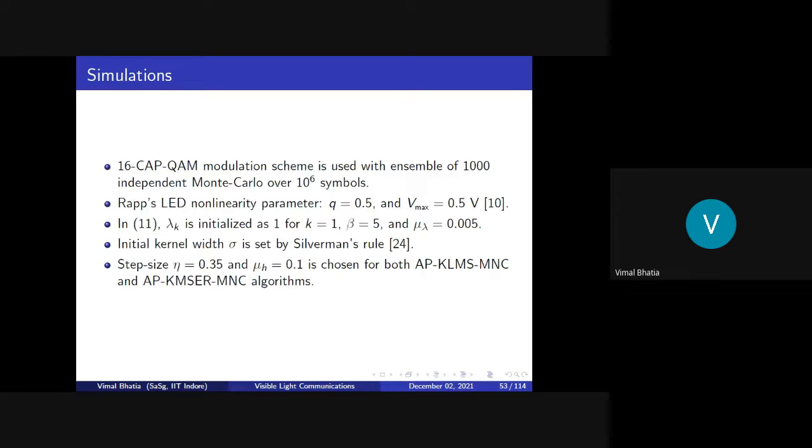And in (11), lambda_k is initialized as 1. For k equal to 1, beta is 0.5, and lambda is 0.005. So some initialization of these hyperparameters we need to do.